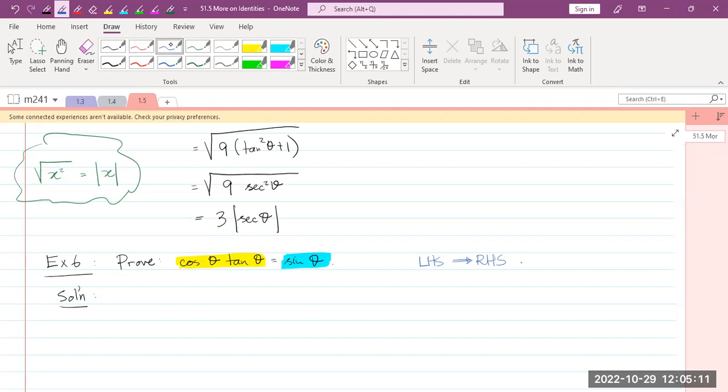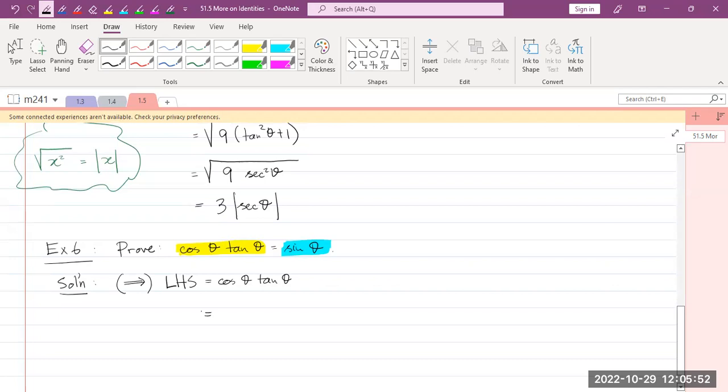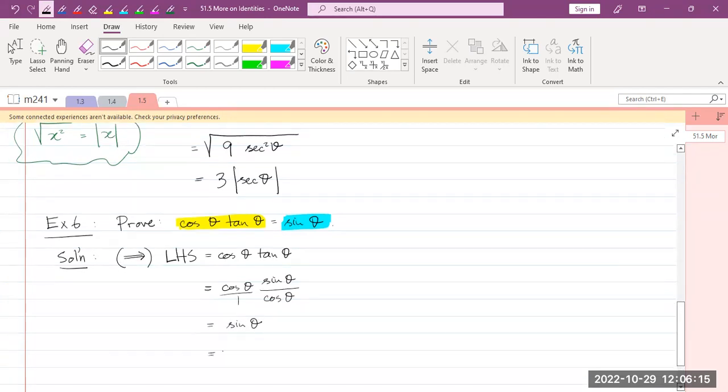Now, if that's what you do, then the solution will start with a notation where you start and which direction you go to. So we will prove from left to right. Left-hand side, write this first, equals cosine theta tangent theta. Whatever you have on the left-hand side, you copy that. What you write here has to be exactly the same as what you have on the left-hand side there. Then in the next line, you show what you do to that cosine theta tangent theta and manipulate it. In this case, I will rewrite the tangent as sine theta over cosine theta. And notice that the cosine theta cancels, right? So we get only sine theta, which is what we have on the right-hand side.